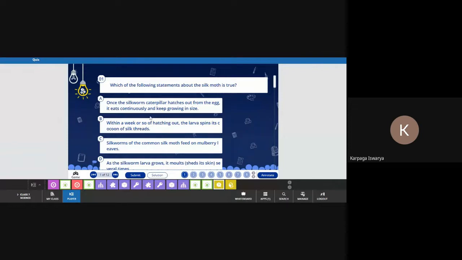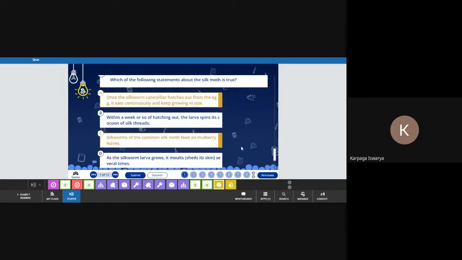Yes, Dakshit? Ma'am, silkworms of common silk moth feed on mulberry leaves. Okay, C option. Any other correct statement has been given here? What do you think about the first statement? Once the silkworm caterpillar hatches out from the egg, it eats continuously and keeps growing in size. Do you think it's right or wrong? Ma'am, A is the correct option. Yeah, that is also the right answer. Now, can I submit this and check, or do you have any other right answer? Ma'am, we can submit it now. Okay, fine. So I'm submitting.